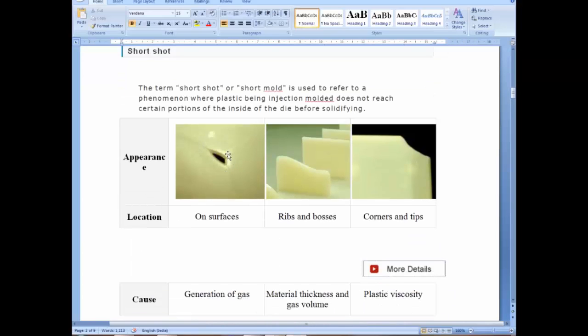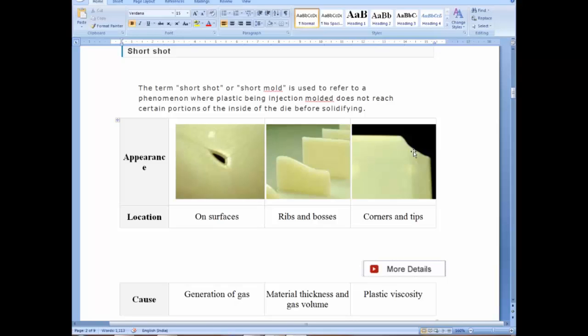Because of that, short shot means the plastic has not reached over here. Because of that, this hole is created, or some other defect. Like you can see, these are the ribs, but here this rib is not formed completely because it solidified early. Corners and tips, you can see this. The plastic could not reach this portion, and because of that, the defect has appeared.